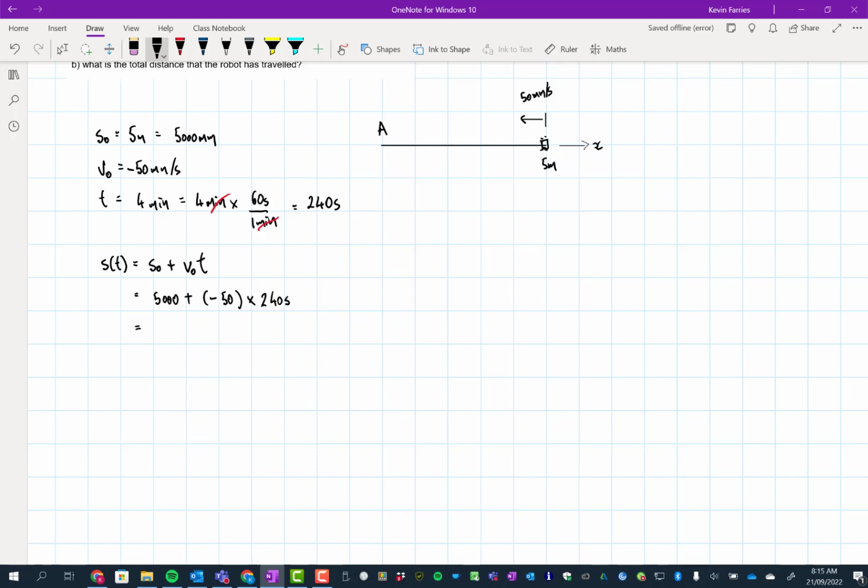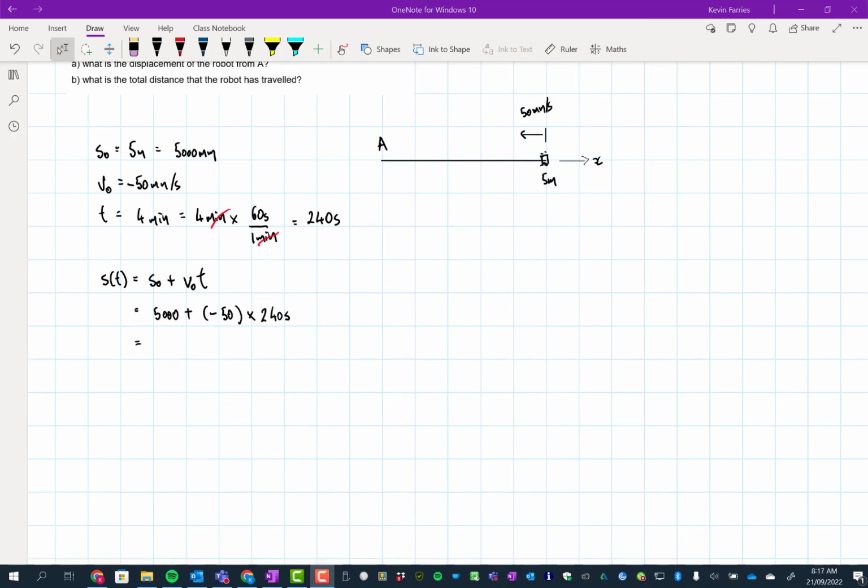Let's just check that. Hold on, just need to find my calculator. So it's going to be 5,000 minus 50 times 240 is equal to 12,000, 12,000 millimeters. So therefore, the answer is going to be 5,000 minus 12,000. So that's going to be 7,000 millimeters negative, which is equal to negative 7 meters.